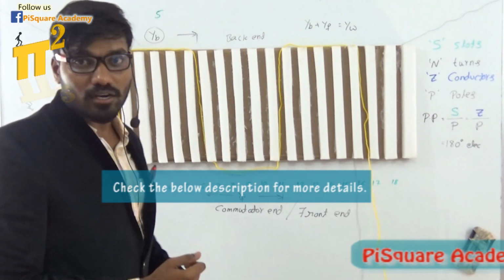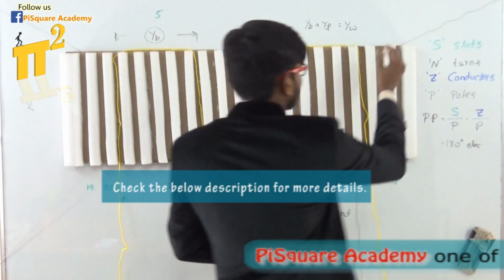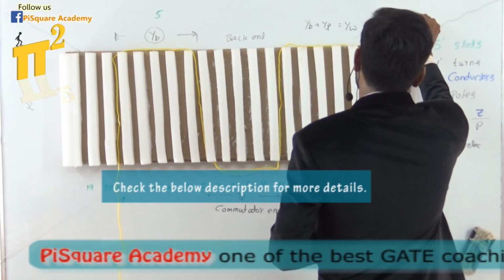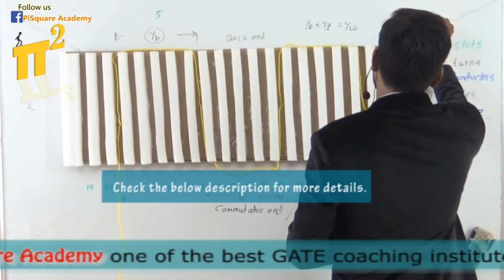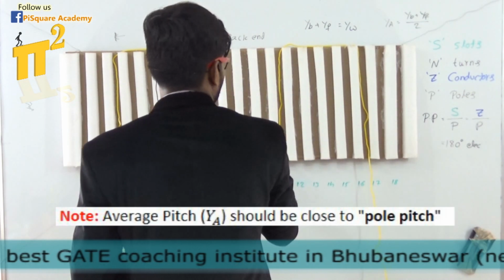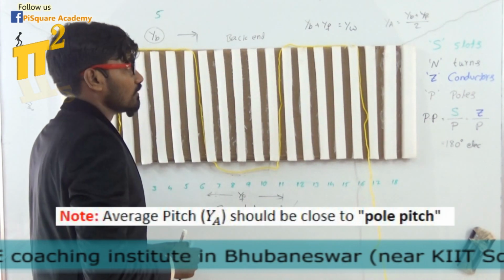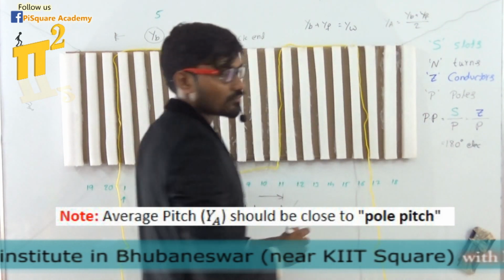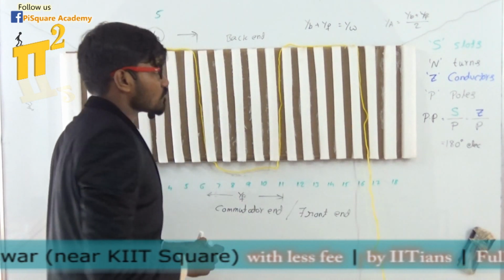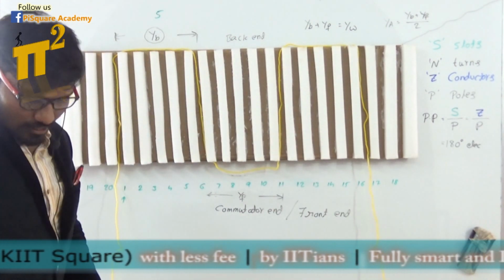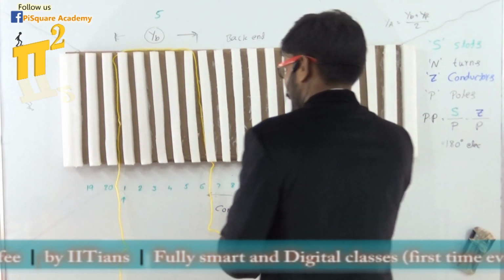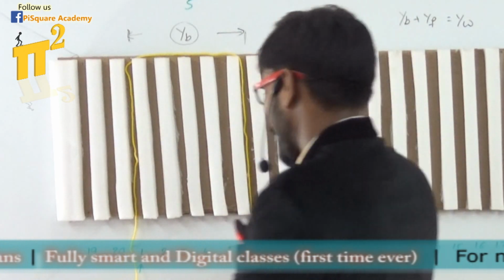We have another pitch called average pitch. What is average pitch? It's simply the average of front pitch and back pitch. That is (YB plus YF) by 2. That's it. Average of front pitch value and back pitch value. For any type of winding it is true. It is true for wave winding. Now let's go for another type of winding. So now, instead of doing this, let me take this back in here.